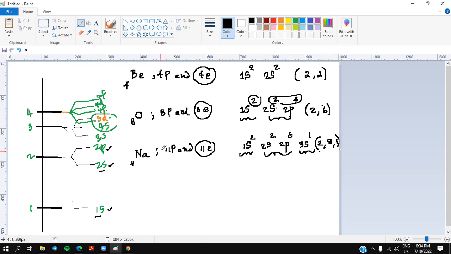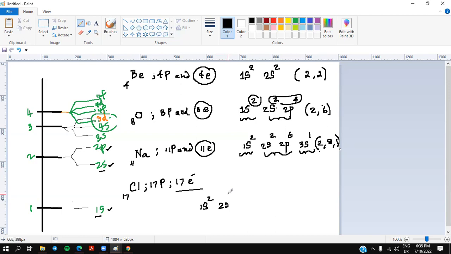Let's try to find out the electronic configuration of chlorine. Chlorine has atomic number 17. It means it has 17 protons and 17 electrons also. So if you write electronic configuration for 17 electrons, now you should be familiar with this. First, you take electrons to 1s. 1s is how many electrons? 2 electrons. After you add electrons to 1s, you go to 2s.